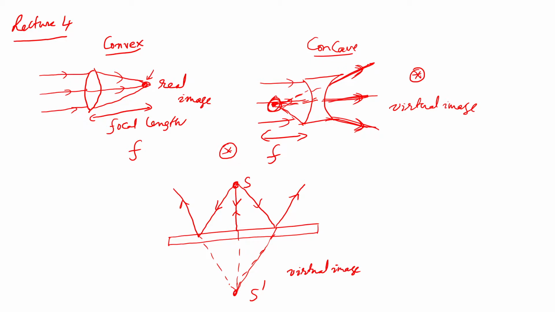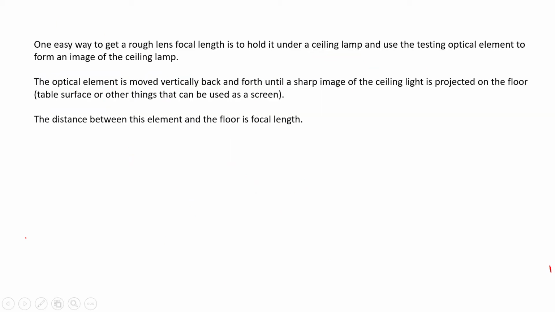So we discussed briefly about the focal length. If you have a lens and you would like to determine the focal length very quickly, one of the ways is to hold it under a ceiling lamp and move it back and forth until you see an image of the ceiling lamp on the floor, and the distance between the lens and the floor would give you a rough estimate of the focal length. Okay.